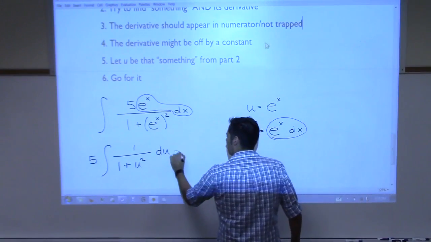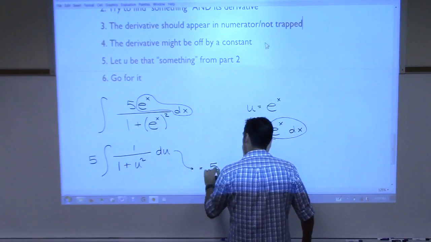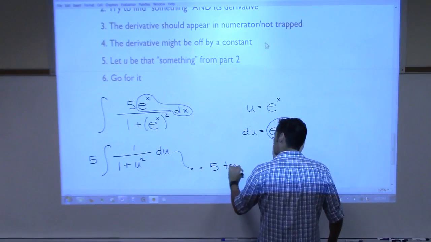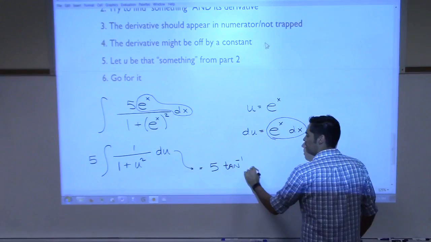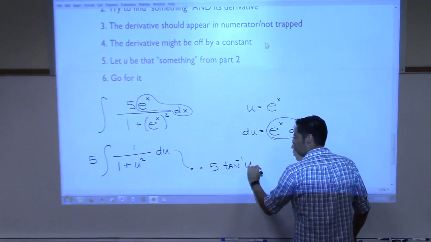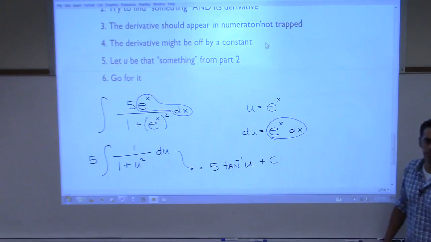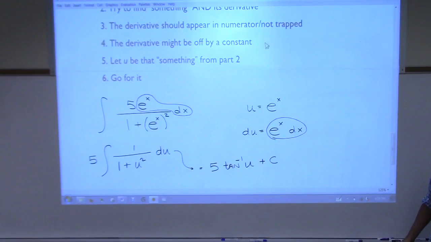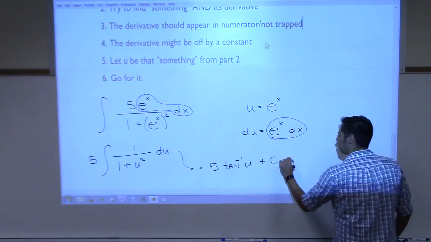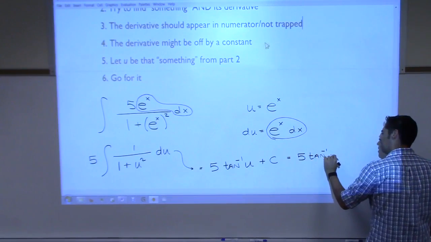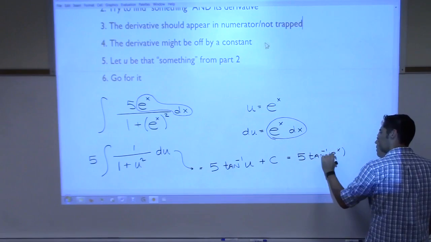So our result here is 5. I'm taking the antiderivative now, so no more integral sign. Arctangent of just u, just arctan u. And we're close. Let me just replace u with e to the x, and we're done. 5 arctan of e to the x.